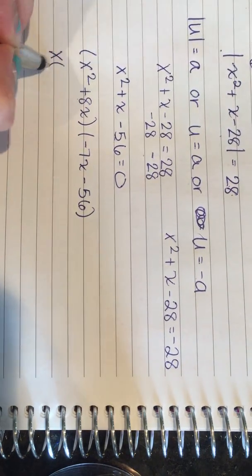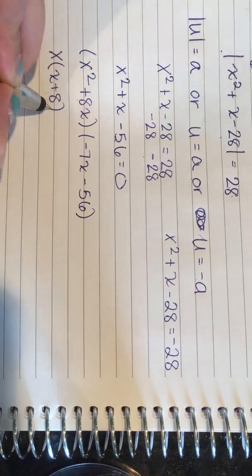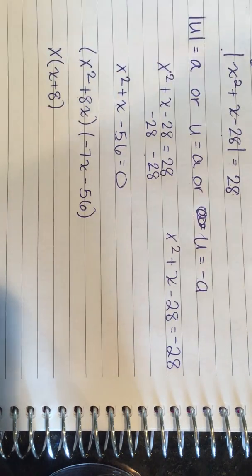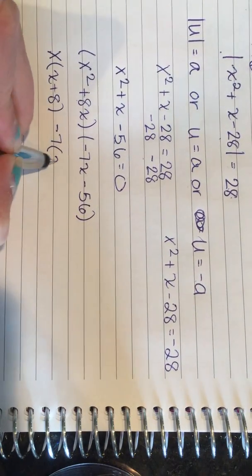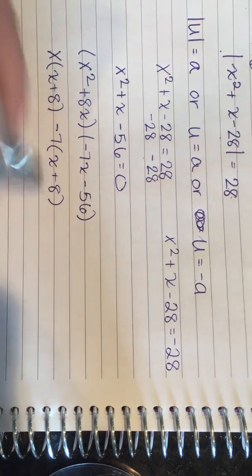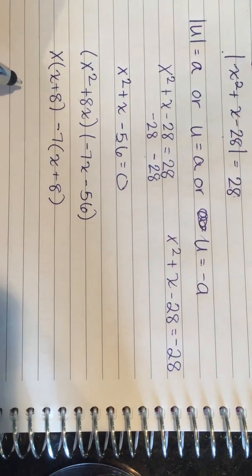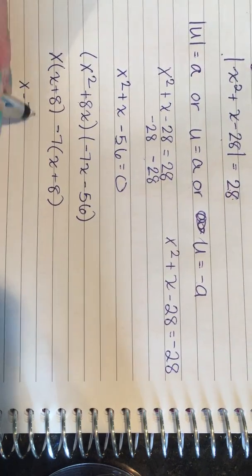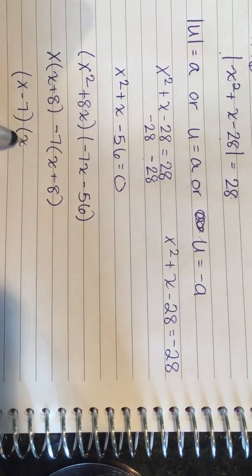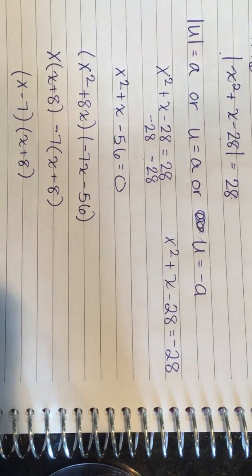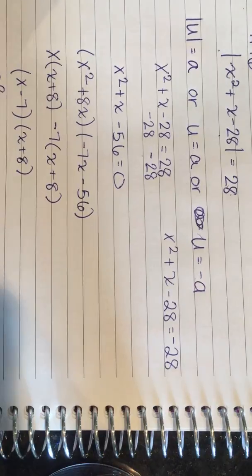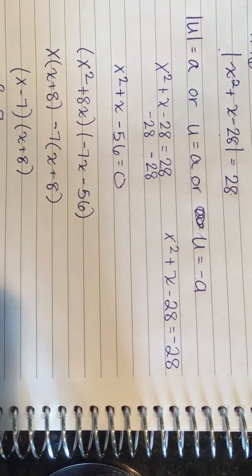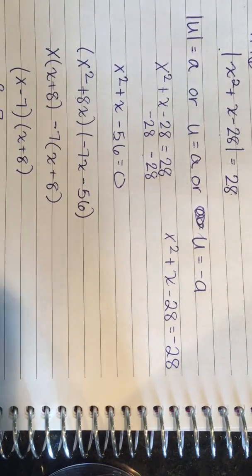So factor out x plus 8, and then negative 7, x plus 8 there as well. I'm going to pull these out here: x minus 7, and then x plus 8. Set both of those equal to 0, and I should get negative 8 and 7. So that's the first part of my solution set.